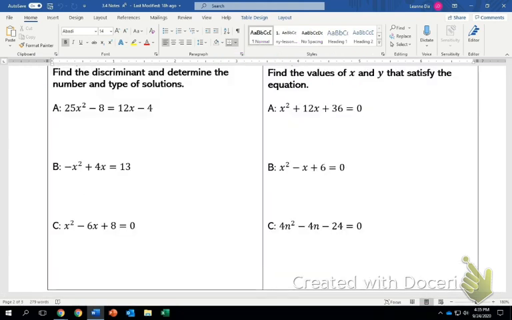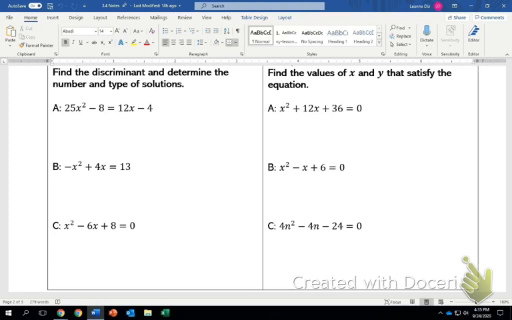So in the example below, we're going to start with probably the most complicated and just get easier and easier and easier. But we're going to start with our 2.1a on the left-hand side. It says find the discriminant and determine the number and type of solutions. And it says part A is 25x squared minus 8 equals 12x minus 4.